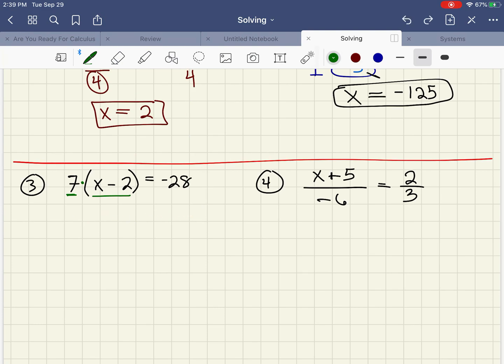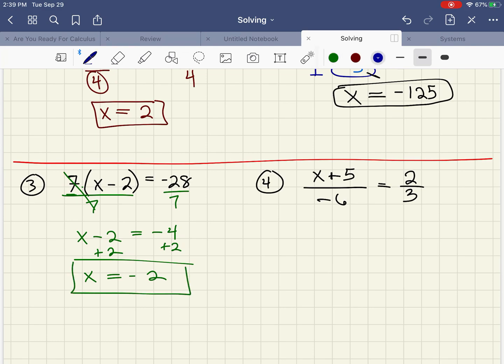So let me show you an alternative method of doing this. If I have multiplication by 7, I can easily divide both sides by 7, especially in cases where the other side is divisible by 7. So that cancels the 7s, leaving me the parentheses, which I no longer need. X minus 2 equals -4. If I add 2 to both sides, I finish it off, and I get -2.